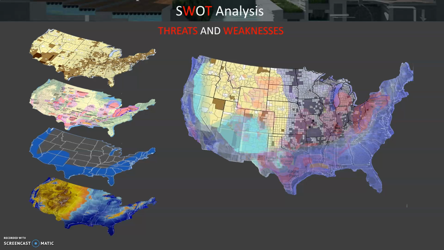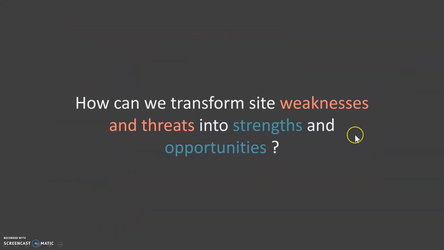We talked a little bit about the four scenarios that we're planning for, and we composite them into a map that shows the threats and weaknesses associated with different locations. Now we're gonna talk about how we transform threats and weaknesses into strengths and opportunities.